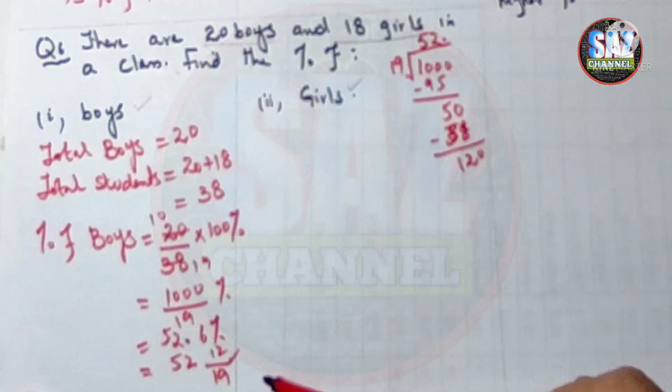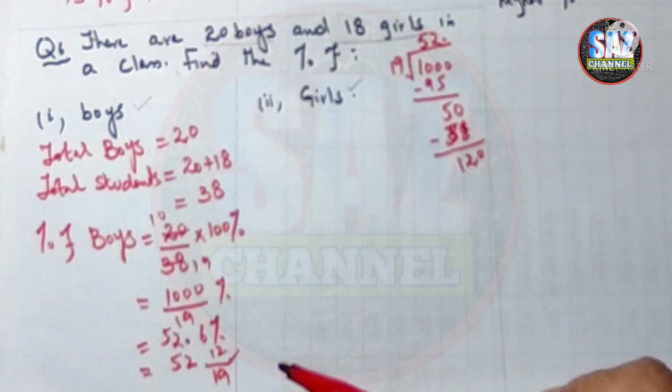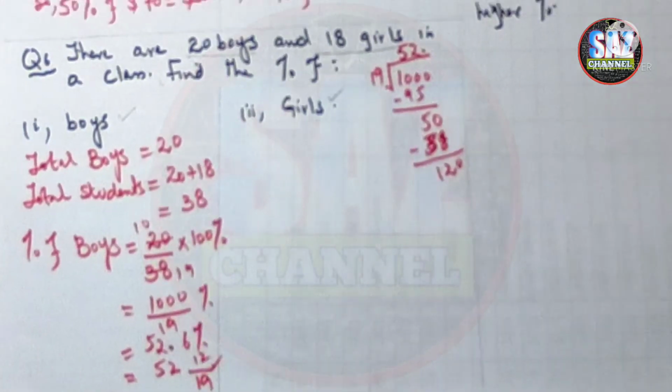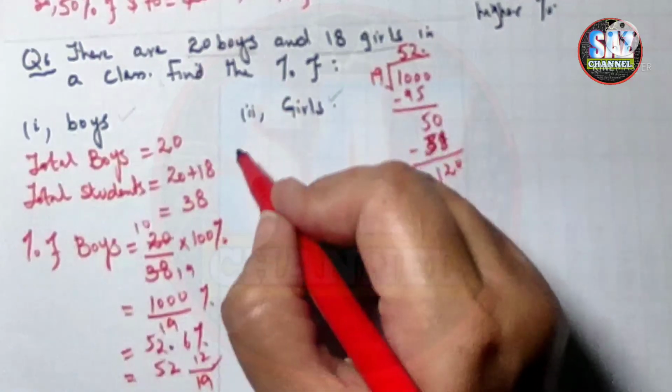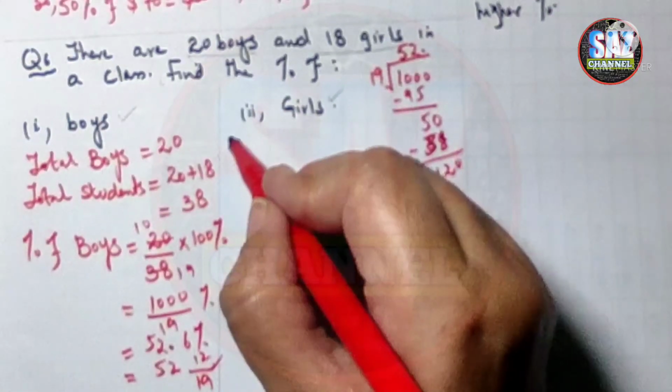And now we have to find the percentage of girls as well. There are two ways of finding the percentage of girls. One way is that we have calculated the percentage of boys with us. We can simply take away this answer from 100 and we'll be getting the percentage of girls. But let me perform the calculation fully.